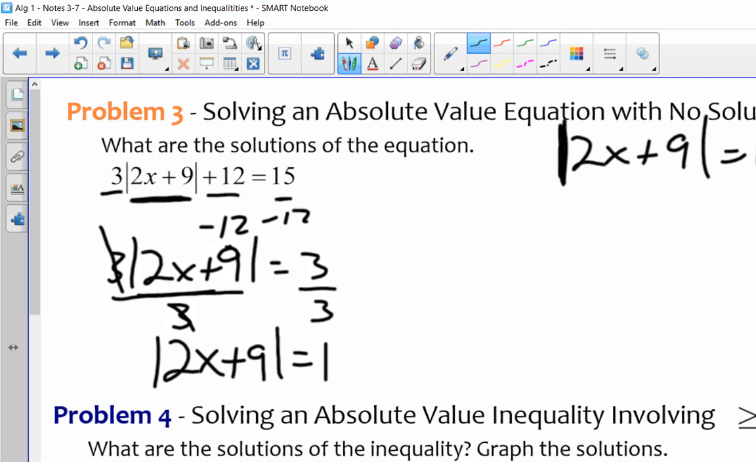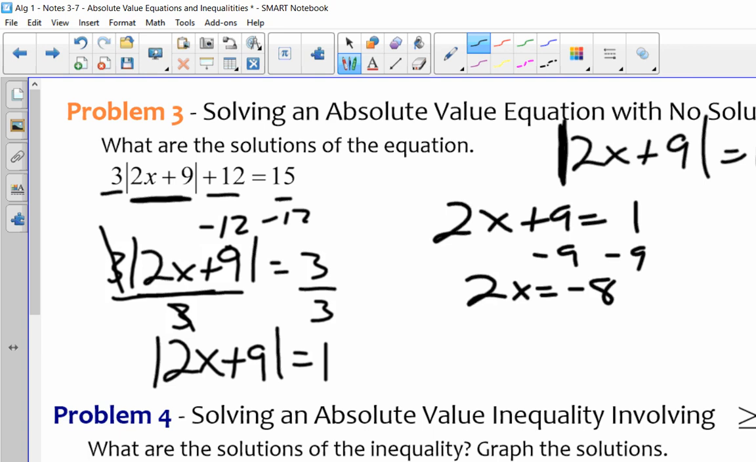Okay, all right, here we go. So I'm going to go ahead and rewrite it, ignoring the bars, and I'm going to solve it. I'm going to get rid of the 9. I'm going to get negative 8. I'm going to go ahead and divide by 2, and I get x is negative 4.